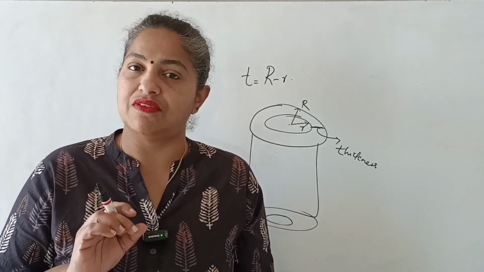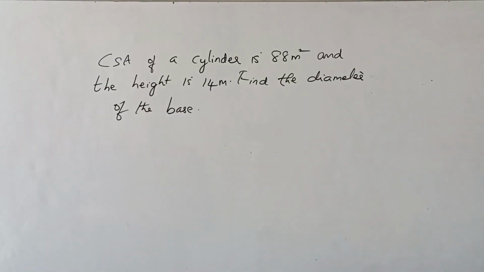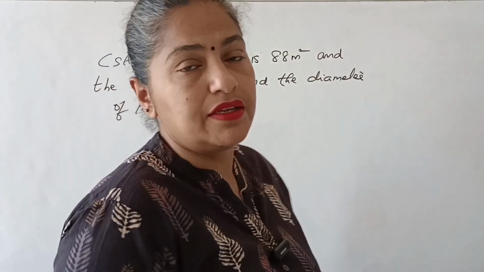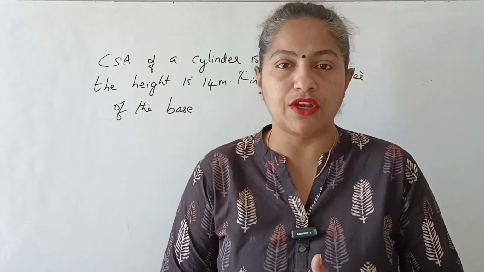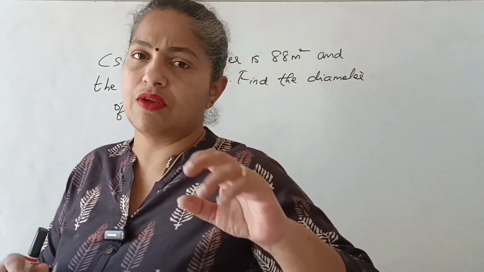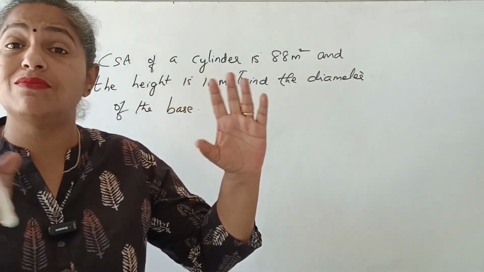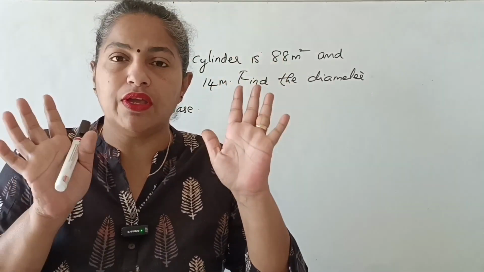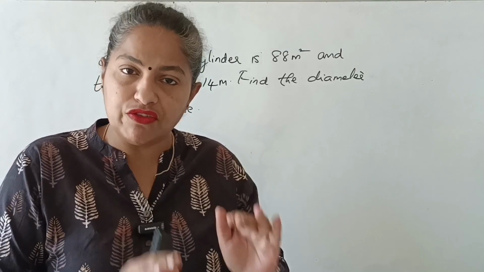So, now let us get on with the sums. CSA of a cylinder is 88 meters square and the height is 14 meters. Find the diameter of the base. Now we know that it is a normal cylinder, it's a solid cylinder because nothing is mentioned about the thickness or it being a hollow cylinder. Safely you can apply our original formula of a solid cylinder.